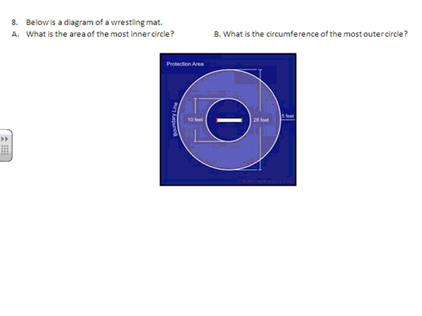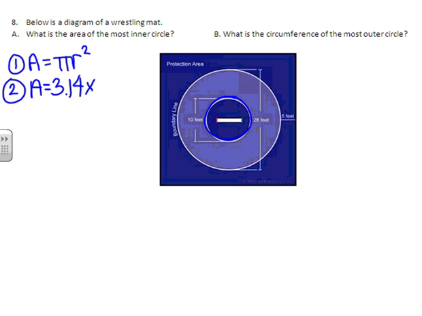All right, now we're going to use those formulas. So it says we have a diagram of a wrestling mat. Part A, what is the area of the innermost circle? So step 1, area of a circle is pi times radius squared. Okay, step 2, plug in the numbers we know. So pi is 3.14, and the radius of the innermost circle, the diameter is 10, so the radius is 5. Okay, so we're going to do 3.14 times 5 squared, or 3.14 times 25.